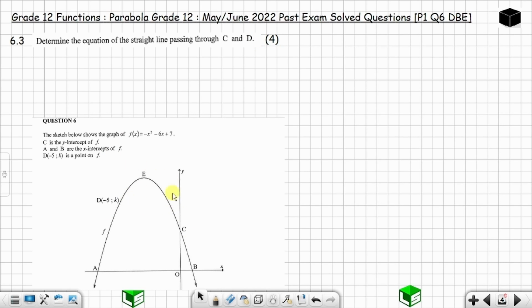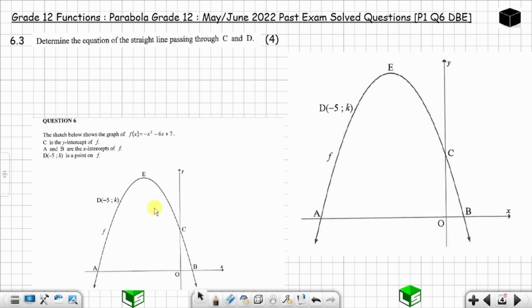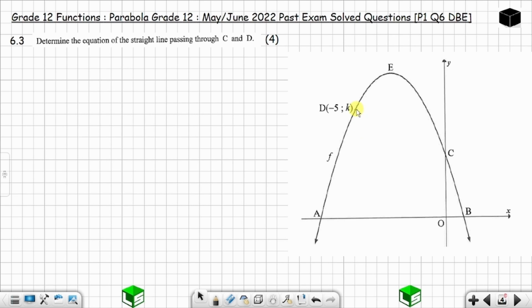Let me get the sketch on the slide. This is the sketch that you are given. So you have point D, with coordinates negative 5 and 12. Remember from the previous question 6.2, k is equal to 12. You calculated for k, and it was equal to 12. So the coordinates for point D are negative 5 and 12.